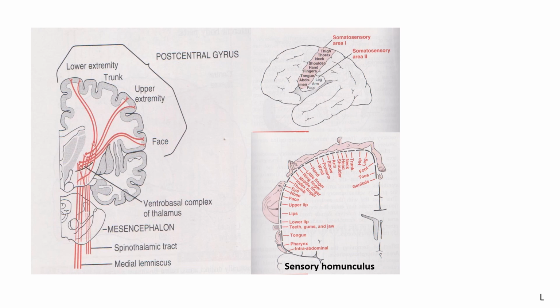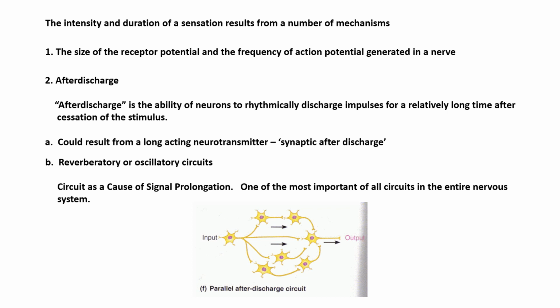Now the intensity and duration of sensation, of course, how do we tell the intensity and the duration? There are a number of mechanisms that have been proposed to explain these. One is, of course, what we learned in the earlier lecture, the size of the receptor potential and the frequency of action potentials generated in a nerve. That's one way we are able to tell, because the greater the pressure, for example, the larger the receptor potential generated, and that will then, through the generator potential, give rise to a higher frequency of action potentials.